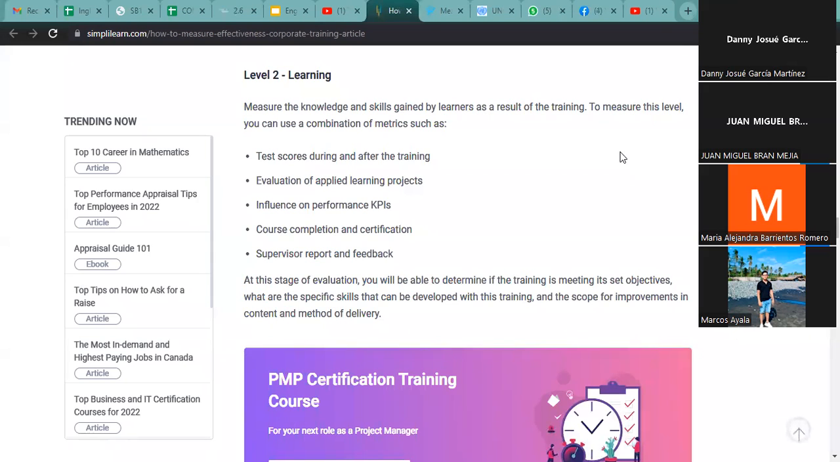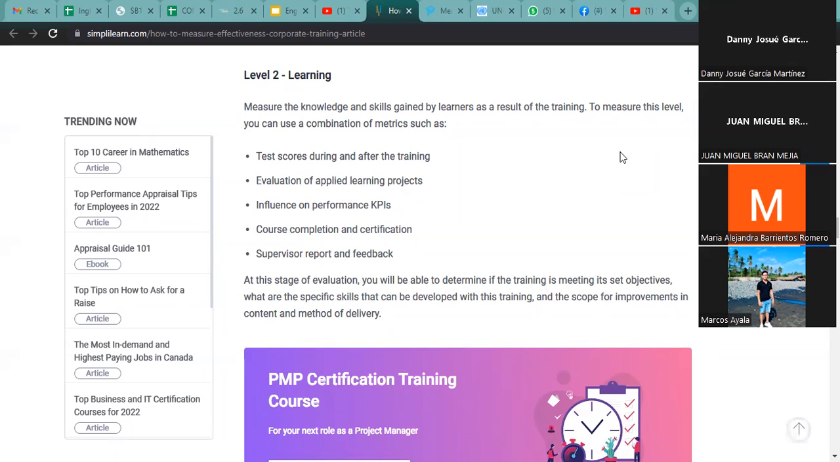Okay, very good. So actually the number two is the learning. So the skills that people have gained at the end of the training. And it says that you can combine some metrics. So test scores during and after the training. During the training, it is a very good idea to do a little test on steps, so you avoid people not understanding or not knowing what to do at the very end of the training in the final test.